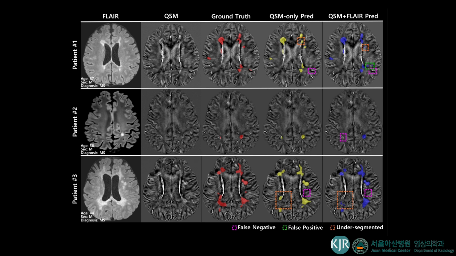Here are representative examples comparing the ground truth and predicted PER masks on QSM, showing how closely the model segmentations follow the true lesion boundaries.